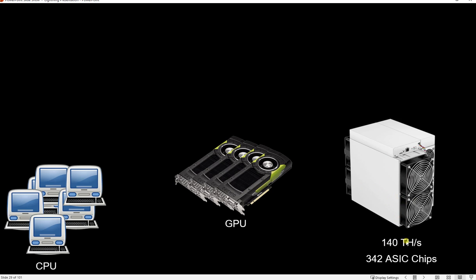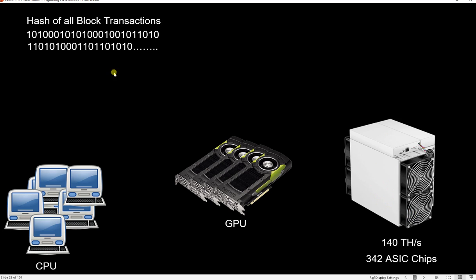It does 140 terahashes per second. There are 342 ASIC chips inside this box. Like, that is a supercomputer. It's not just one chip. There are hundreds of chips. So once again, all the miner is doing, this $10,000 box, is taking a block.